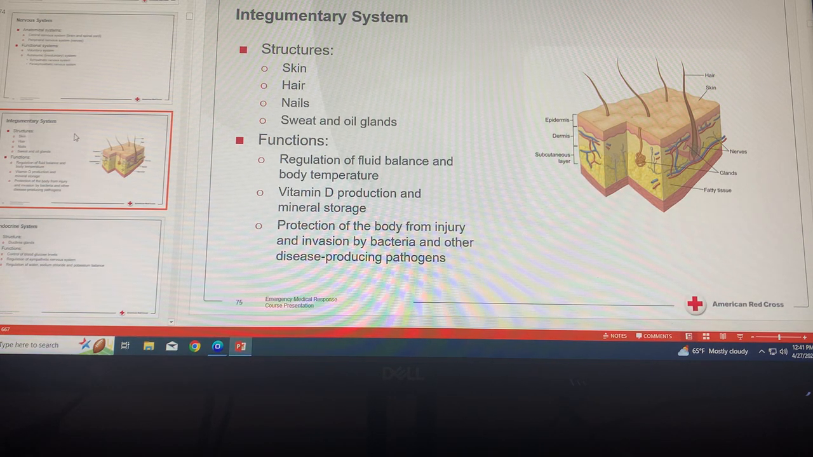The skin serves to protect the body from injury and from invasion by bacteria and other disease-producing pathogens. It helps regulate fluid balance and body temperature. The skin also produces vitamin D and stores minerals, blood supplies, and skin with nutrients and helps provide its color.